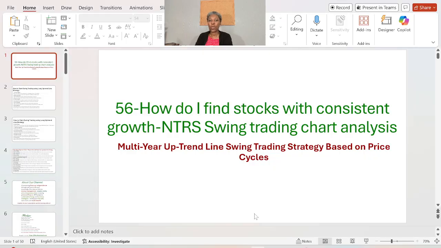Hello, how do I find stocks with consistent growth? Well, you are going to analyze the stocks. When you come across the stocks and you put them through your filters and they pass your filters, you are going to analyze the stock.